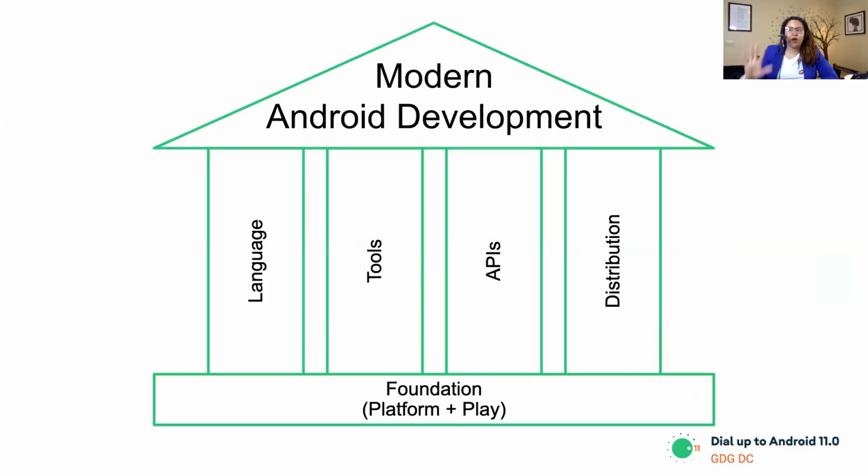So let's put this all together. Modern Android development is about the language, the tools, the APIs, and the distribution that sit on top of this foundation of the Android platform along with Play services. And we talked a lot about Kotlin and the IDE and the Jetpack, as well as using app bundles.